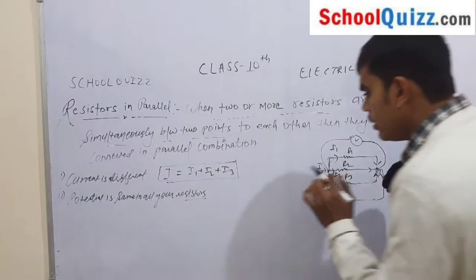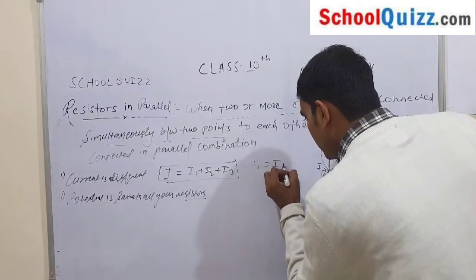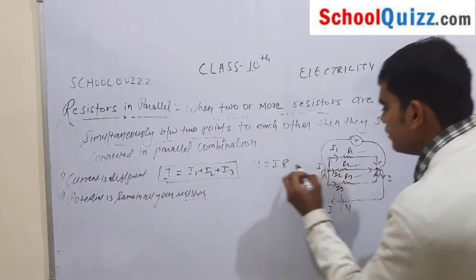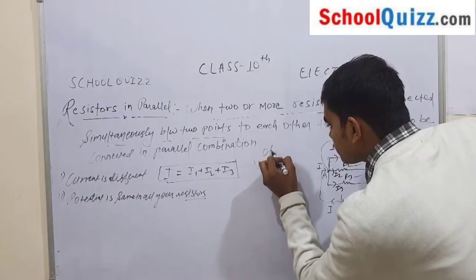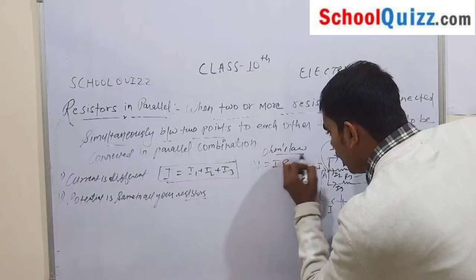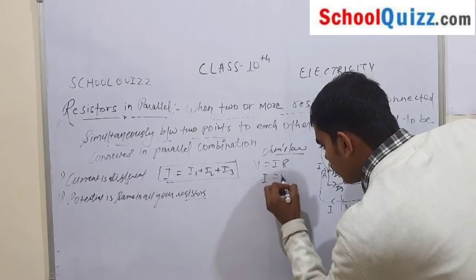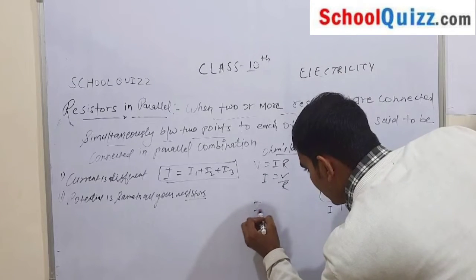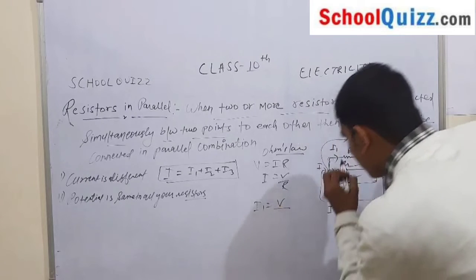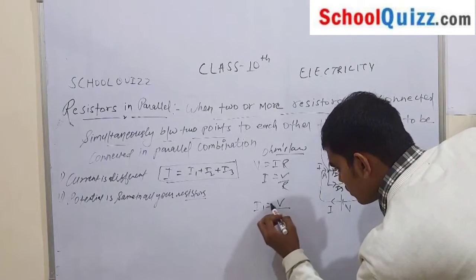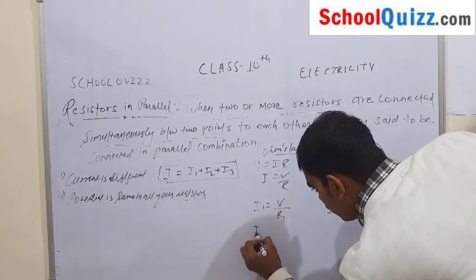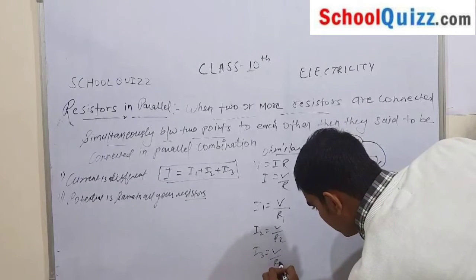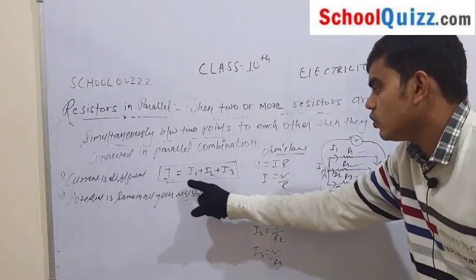Now what is Ohm's law? We know that V is equal to IR, so the value of I is equal to V by R. Applying Ohm's law in R1, R2 and R3: the potential is the same in all resistances, so the current I1 is equal to V by R1, the current I2 is equal to V by R2, and the current I3 is equal to V by R3. And we know that I is equal to I1 plus I2 plus I3.